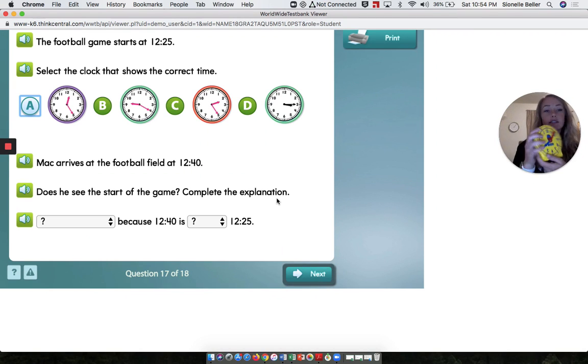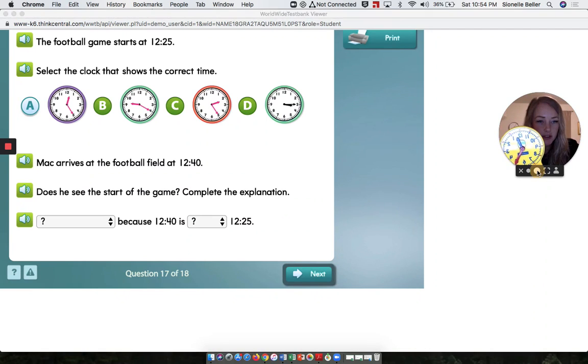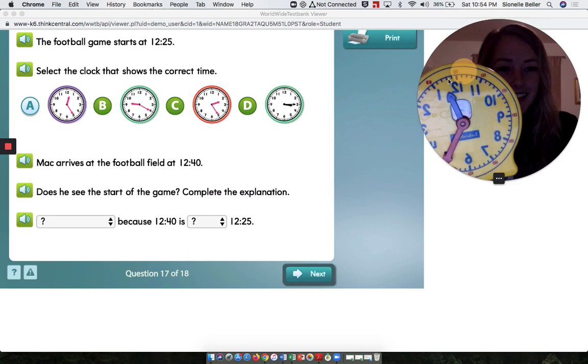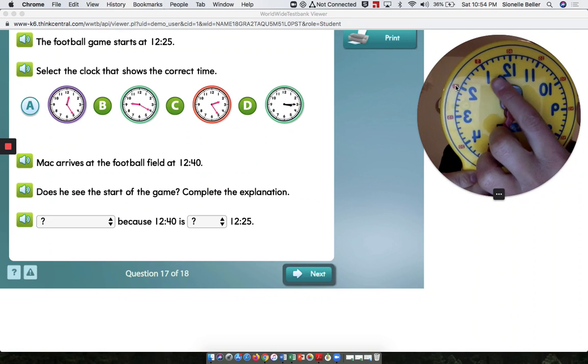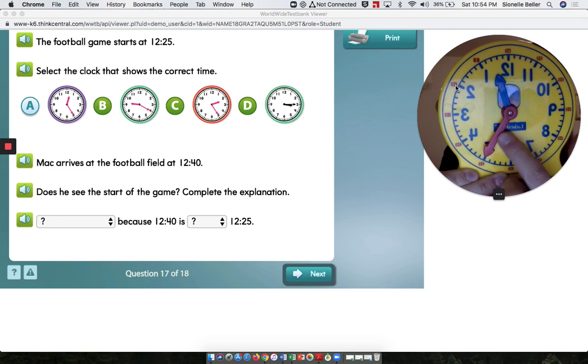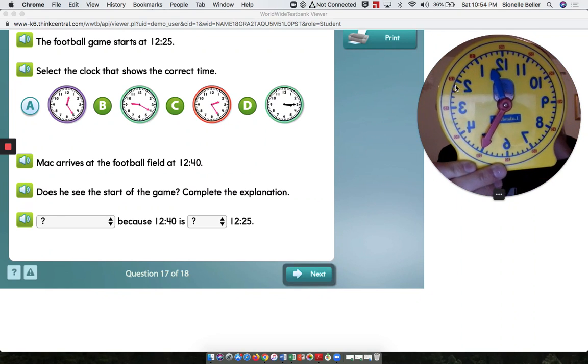Here's a clock. Okay, the game started at 12:25. So I'm going to make this clock say 12:25. Good. Okay, this clock says 12:25. It's in between the 12 and the 1, but it hasn't gotten to the 1 yet. And our minute hand is at 25.